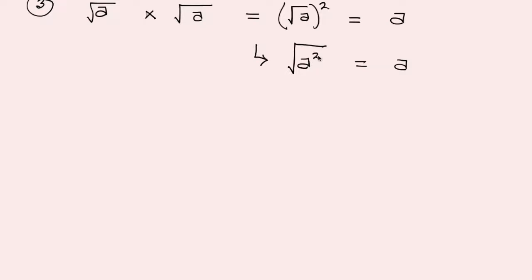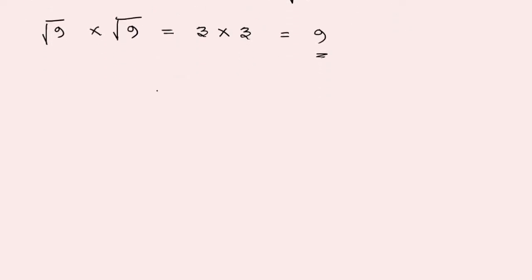So if you square a number and then you look for the square root of that number, you get the number back. If we try this out, for example, the square root of 9 multiplied by the square root of 9 is equal to 3 multiplied by 3, which is 9. So the square root of a multiplied by the square root of a is equal to a as well. And those are the three properties.